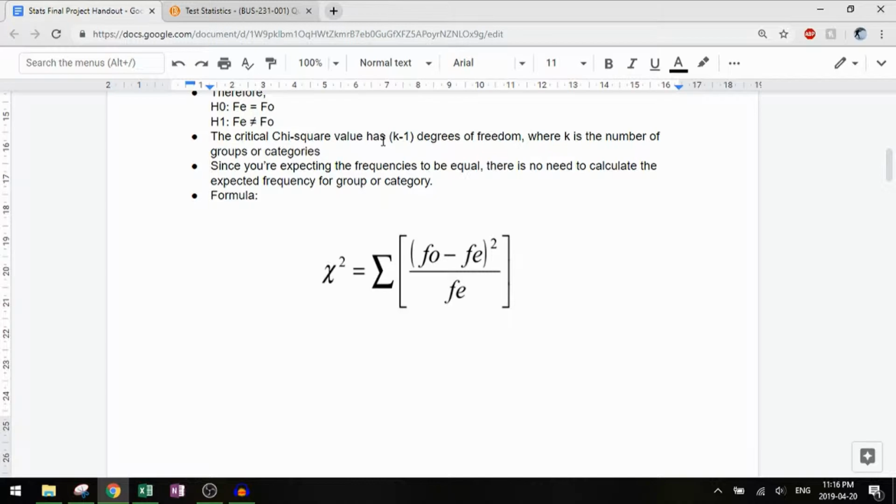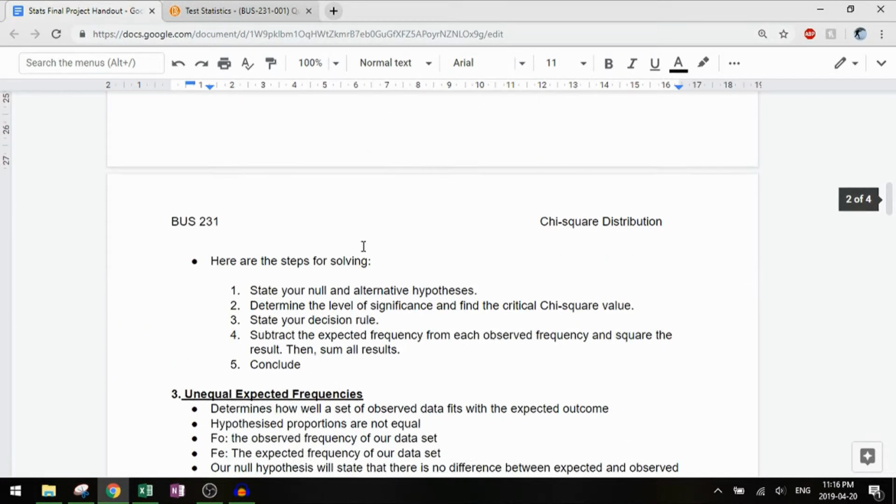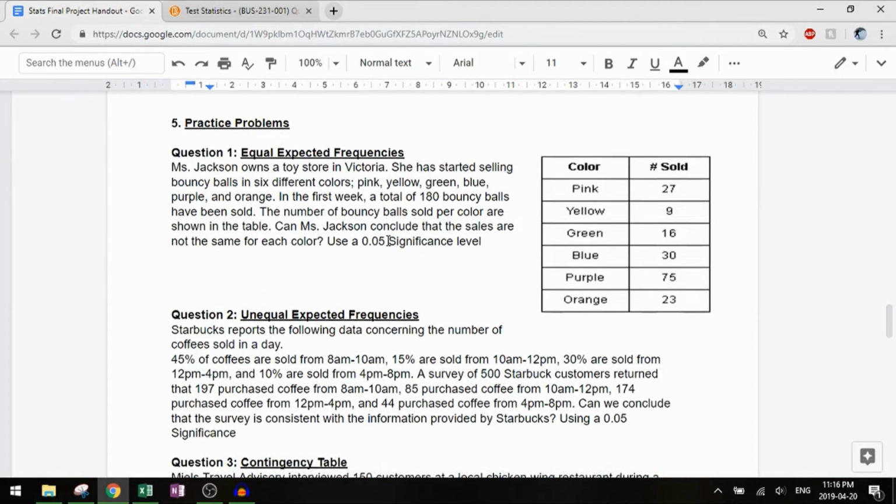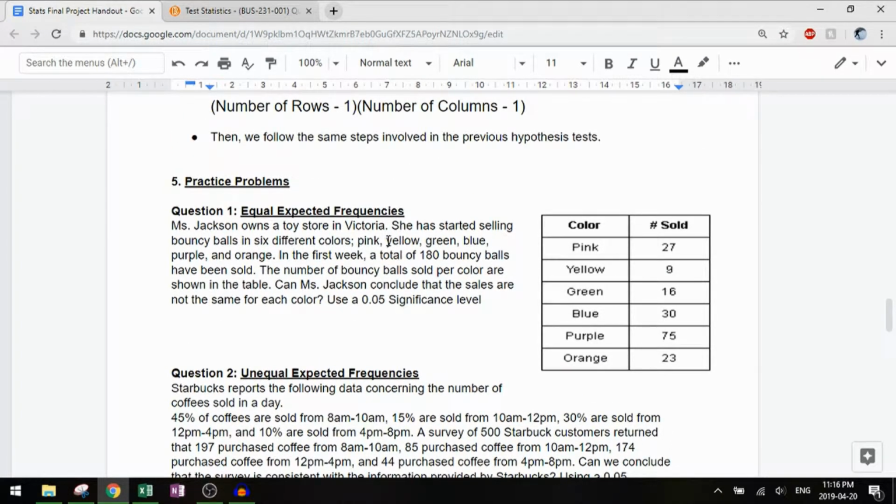So we're going to hop right into our first example here. Miss Jackson owns a toy store in Victoria. She has started selling bouncy balls in 6 different colors, as you can see: pink, yellow, green, blue, purple, and orange. In the first week, she had a total of 180 bouncy balls sold, as we can see right here as well: 27 pink, 9 yellow, 16 green, 30 blue, 75 purple, and 23 orange.